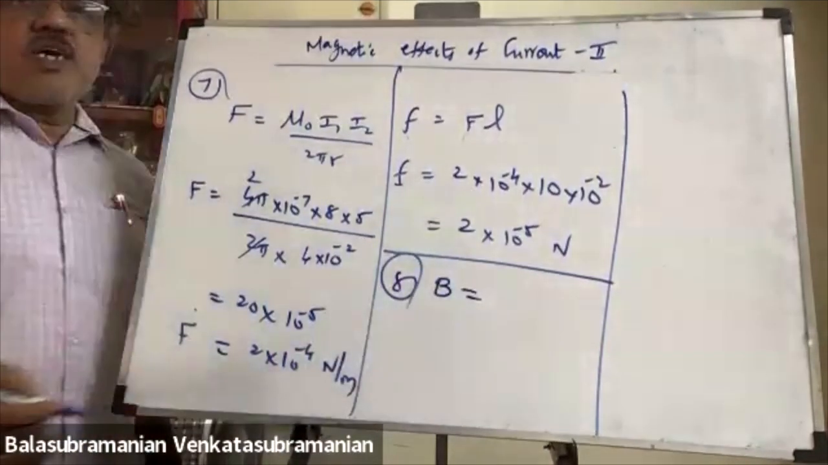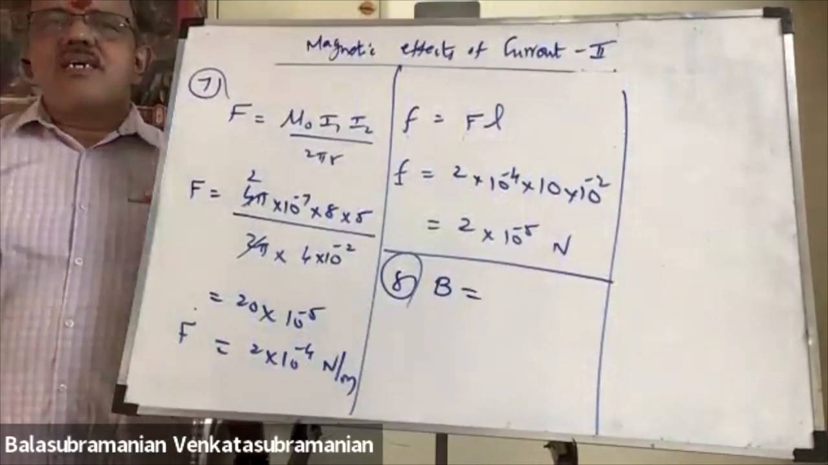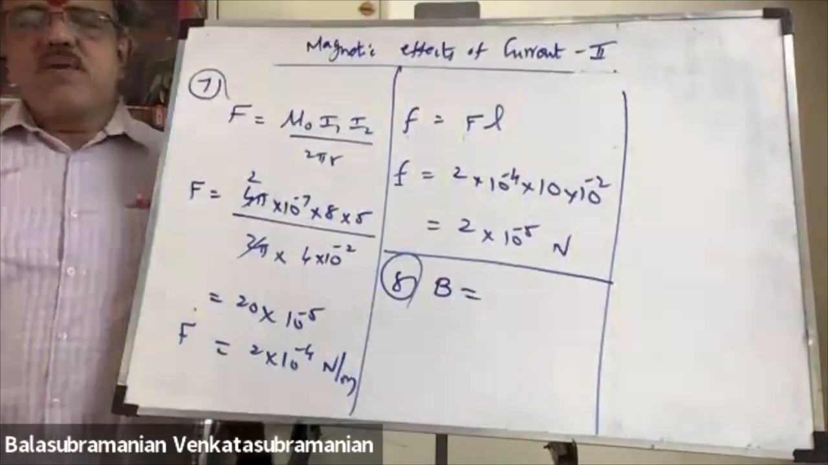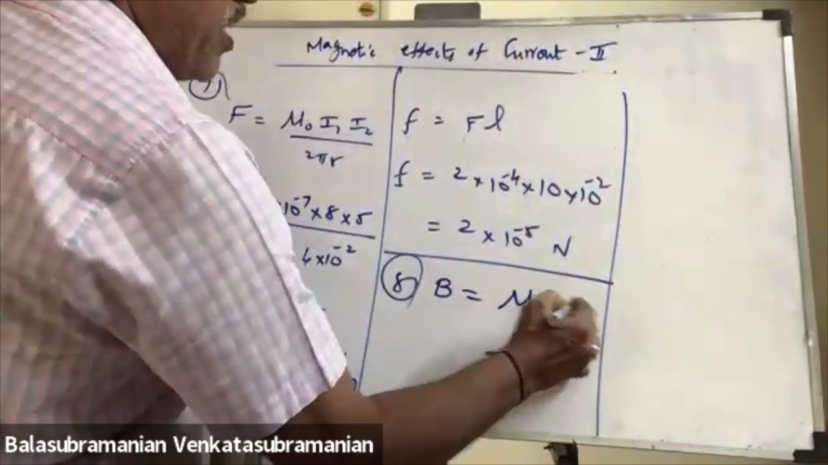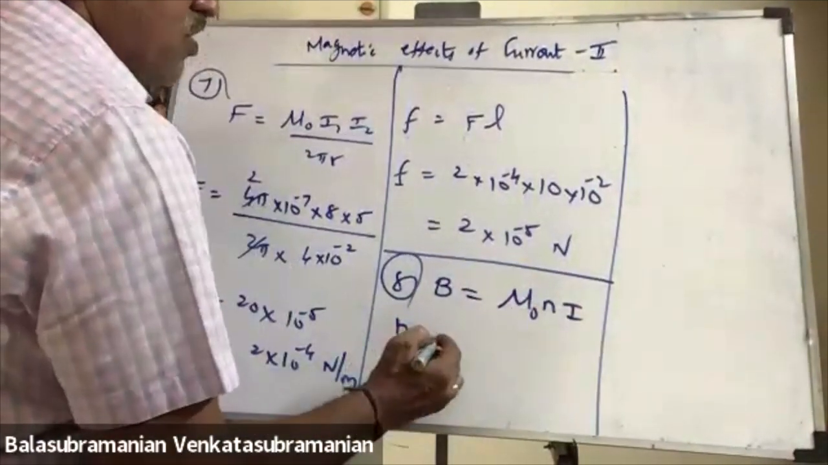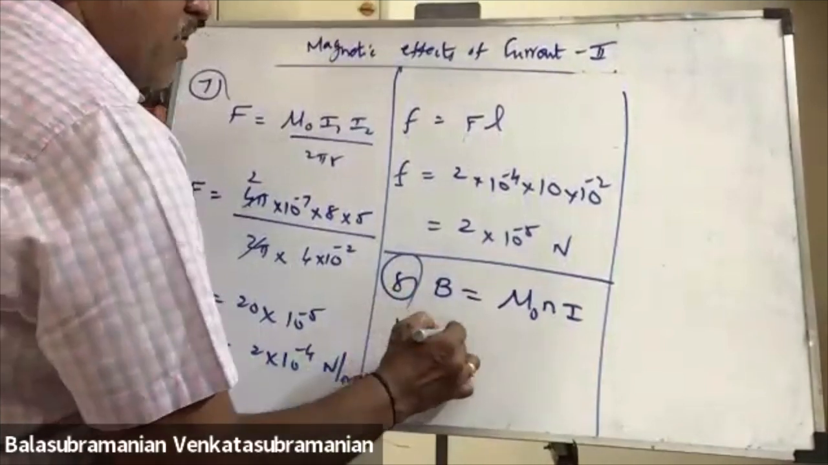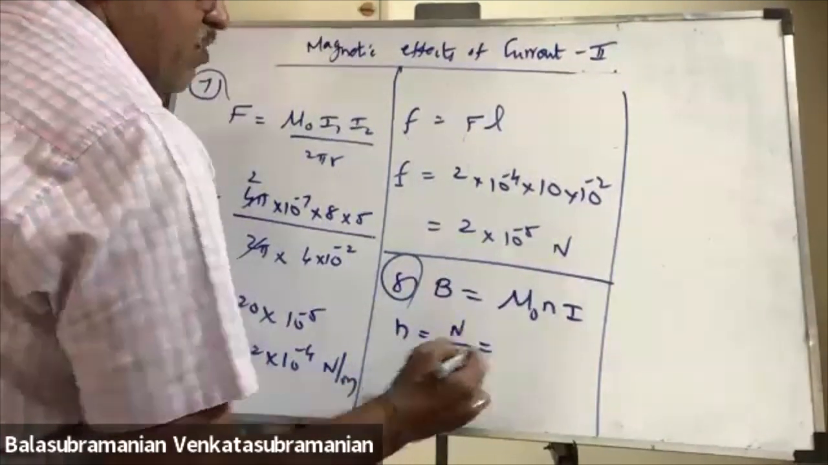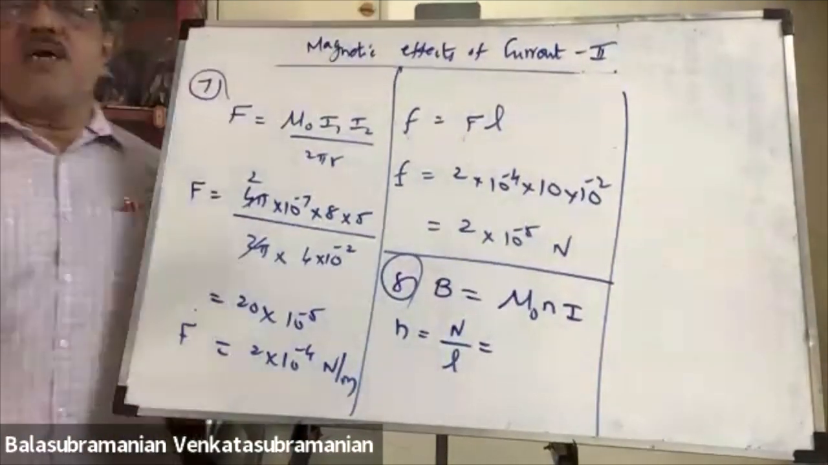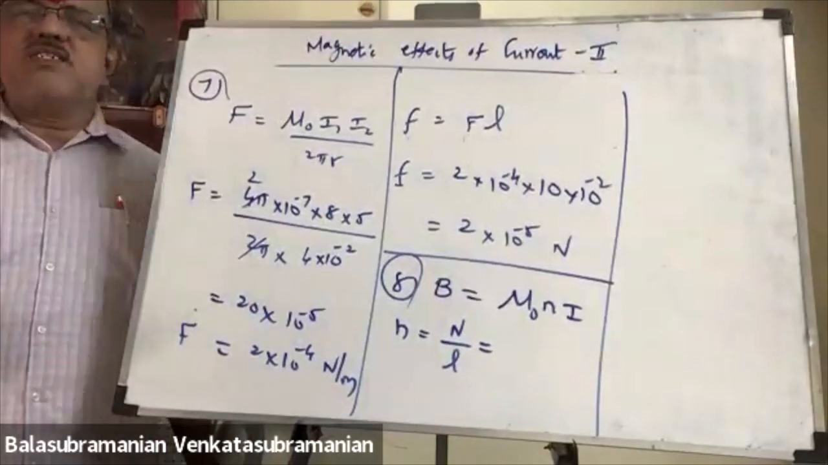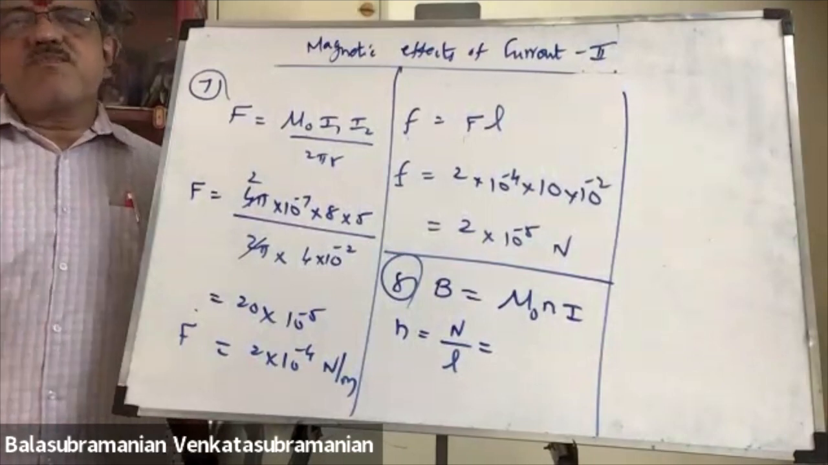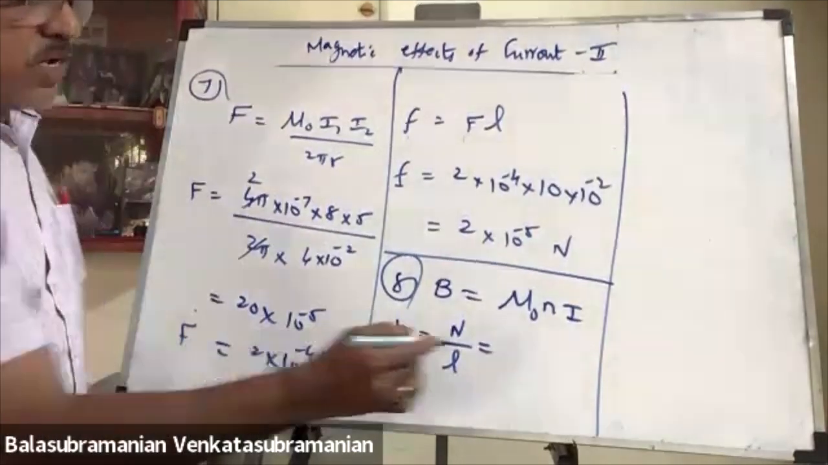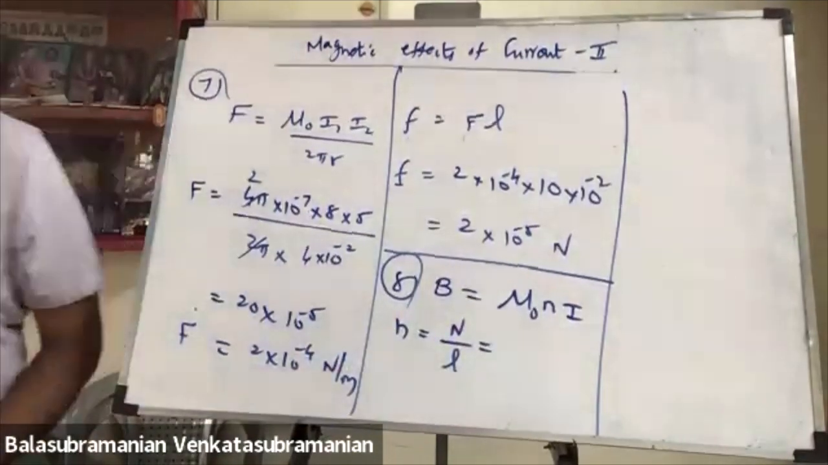Magnetic field due to a long solenoid carrying current. Formula: B is equal to mu naught n i, where n is called the number of turns per unit length. If they give the total number of turns, put that divided by the length of the solenoid, we have to substitute. Okay. Now we'll go to the problem.